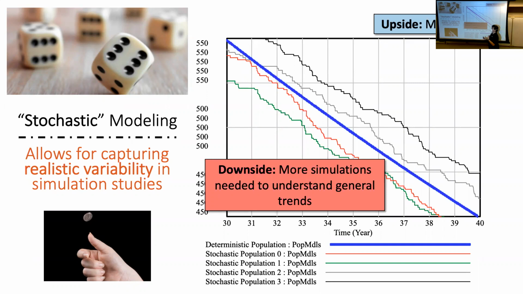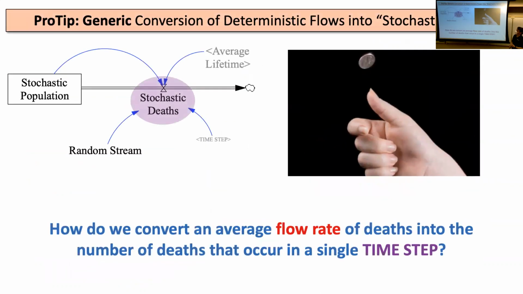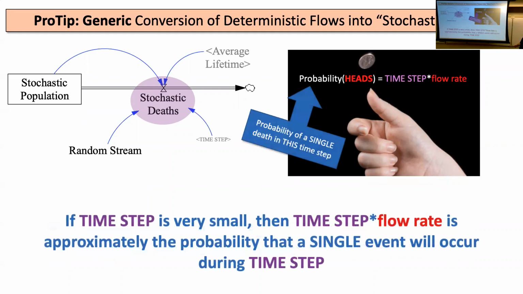Okay. Now, I've mentioned this for just a bacterial example. How do you generalize this? Well, it turns out that if you have any deterministic flow model, like you've been building in this class, there's a way to modify your flow expressions a little bit to get the variability out. And that's what I've got presented here. So, if you have something that is a deterministic inflow or outflow, it's got a flow rate that's inside here. We have a way to convert any flow rate into this stochastic behavior inside Vensim. And the basic idea here is that we need to figure out the probability of a single event, in this case, a single death, in a time step.